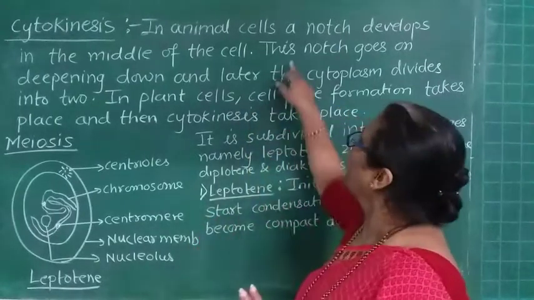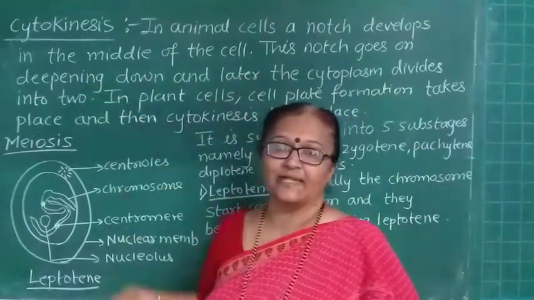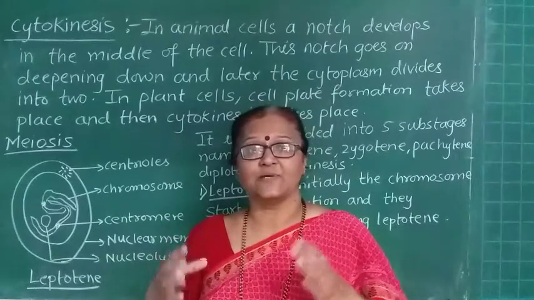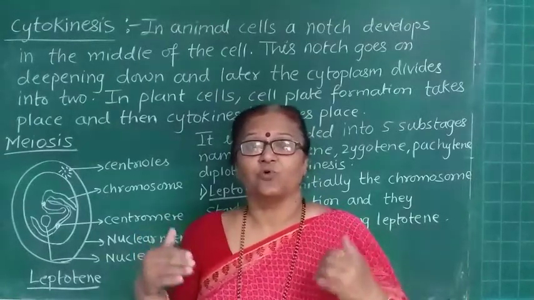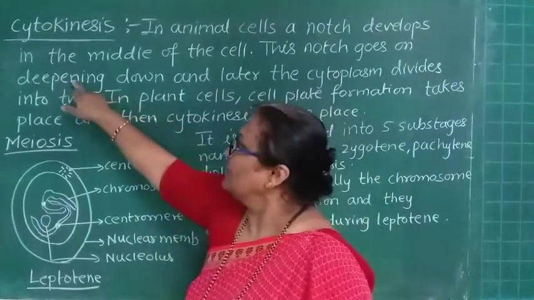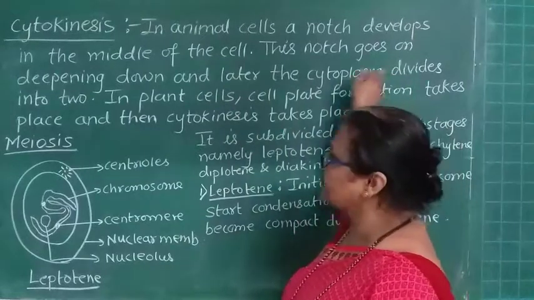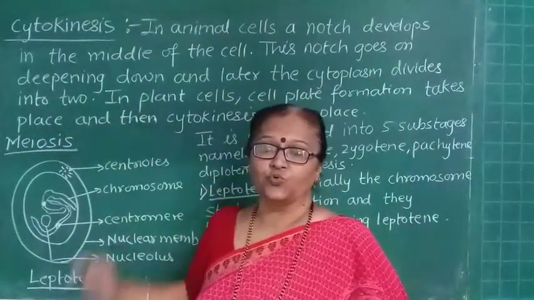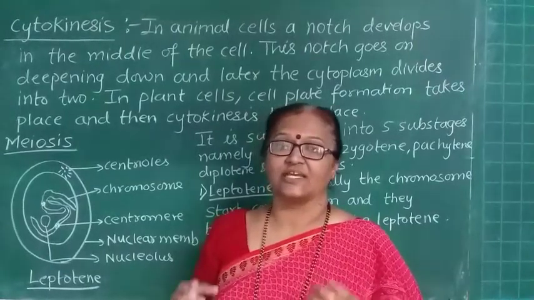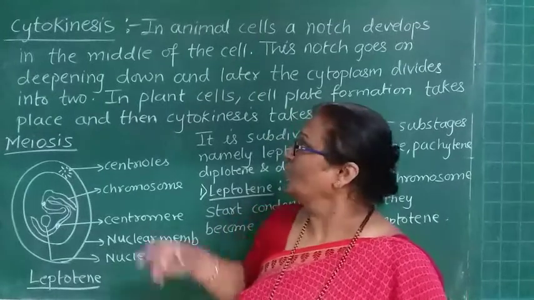This notch goes on deepening. It goes deeper and deeper, and later the cytoplasm divides into two. After the deepening of this notch, the cytoplasm divides into two parts.